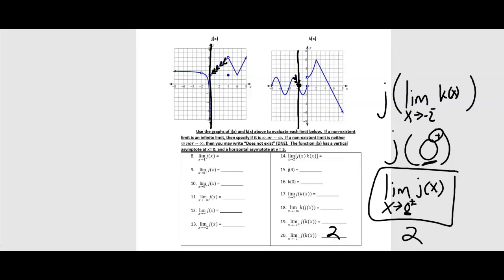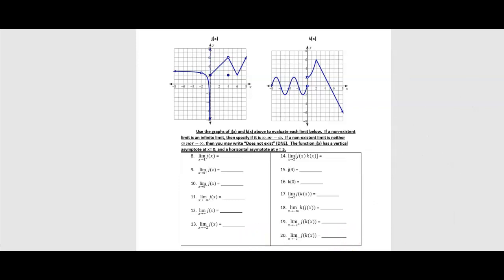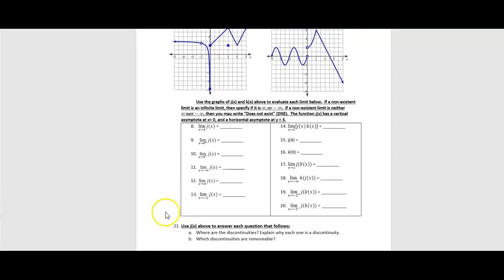All right, so let's go ahead and move on and take a look at a couple more here. Number 21. Use j of x above to answer each question that follows. So we're only going to be looking at the j function for this part of the lesson. It says, where are the discontinuities, and explain why each one of them is a discontinuity.